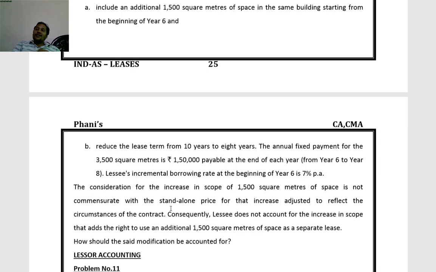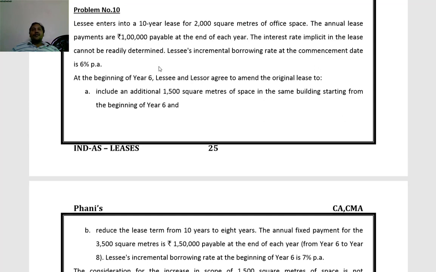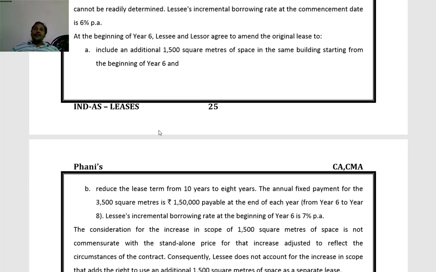He is saying this consideration is not commensurate. For 2000 square meters, 1 lakh is the lease rent. Now 1500 square meters increased, a 75% increase is there. Lease rent increases from 1 lakh to 1,50,000. It increased by 50% only. So it is not a commensurate consideration.